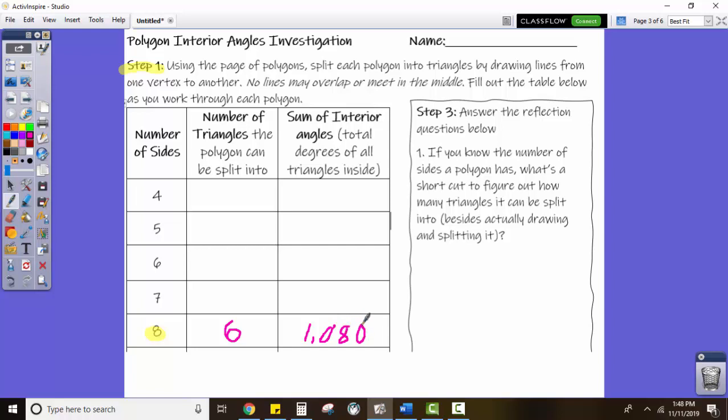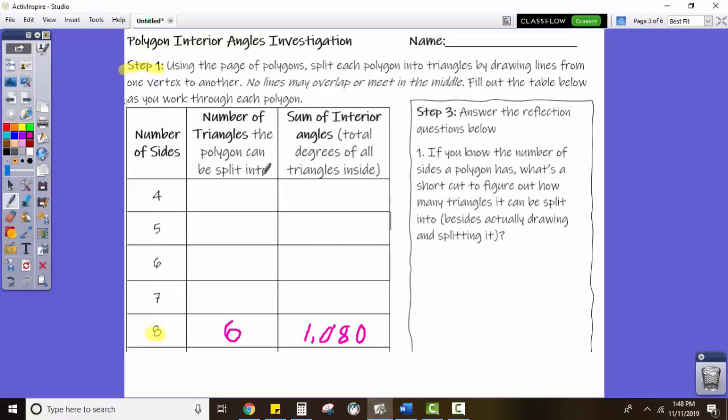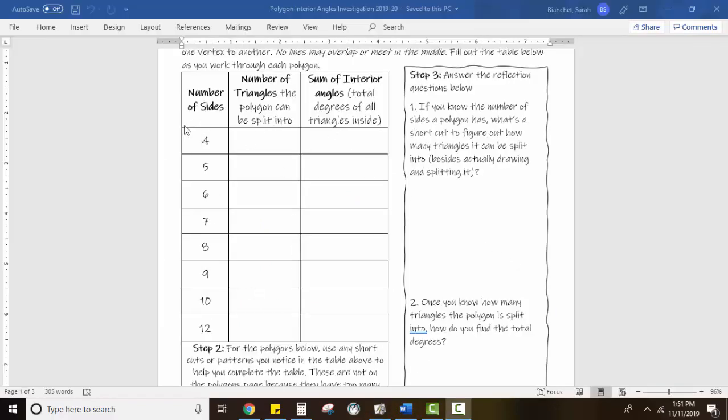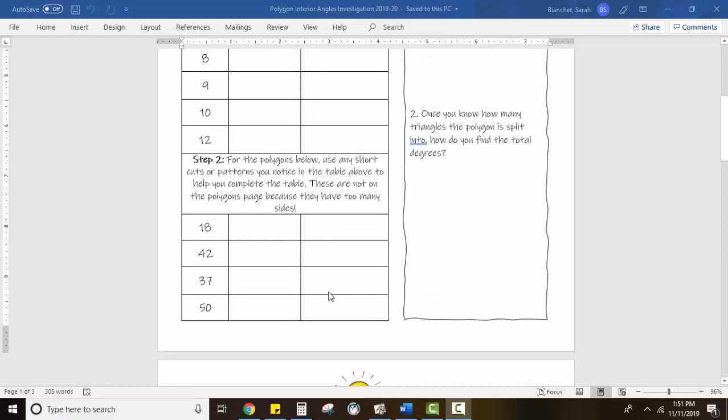Okay, so what you're going to do is the rest of the polygons on your sheet, all of them on this page. You're going to record them on the table and finish step 1. Once you finish splitting these polygons into triangles and finding their degrees for the 4 through 12 sided figures, then you're going to go on to step 2, which is the bottom part of this chart.